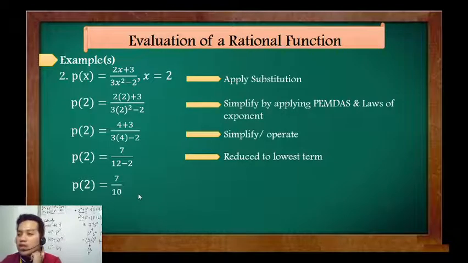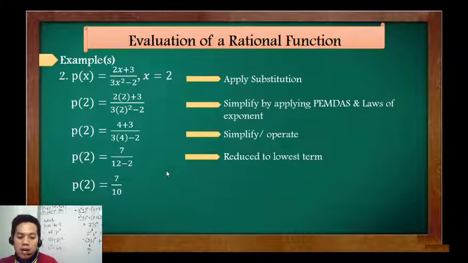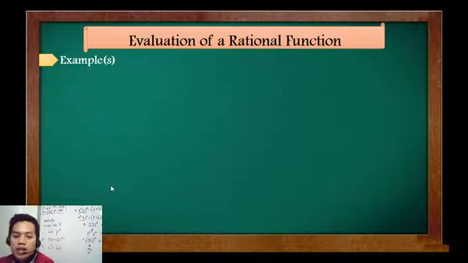Okay, so after this one, we look for a number that can divide the numerator and at the same time the denominator, so we can apply the divisibility rule. As you can observe, our numerator which is 7 is a prime number. If it is a prime number, there is no other factor aside from 1 and itself. So therefore, this is our final answer. We have 7 over 10 if our x is equal to 2.